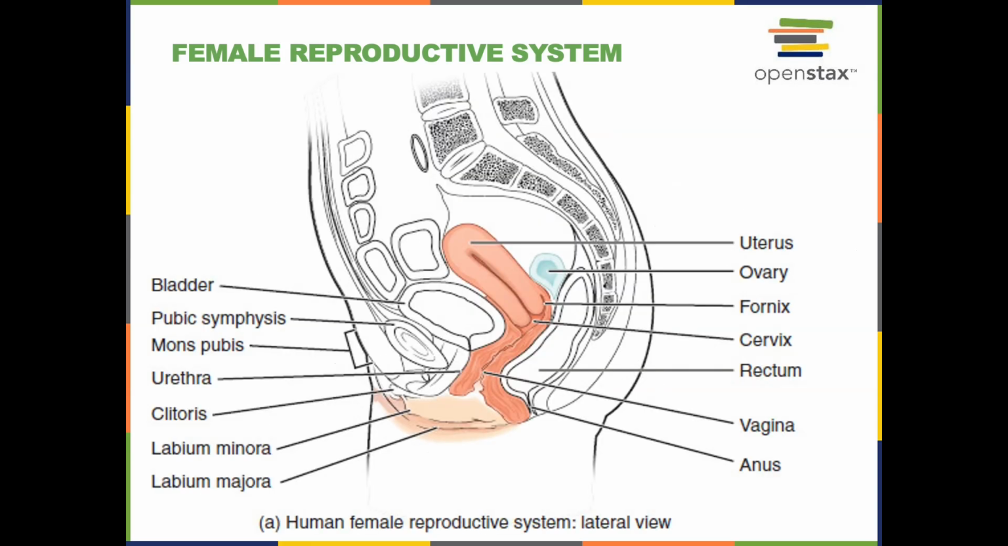This lateral view shows us the relative locations of the uterus, vagina, urinary bladder, and urethra. The urinary bladder is located just anterior to the uterus, and the urethra connects from the urinary bladder out to the vulva. The urethral opening is just anterior to the vagina.